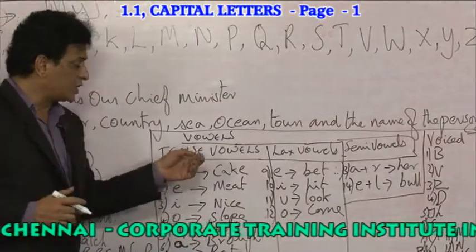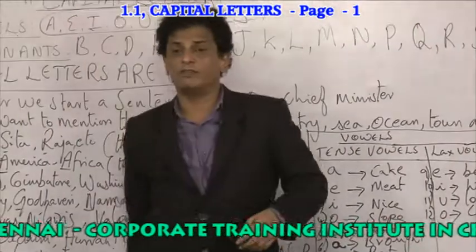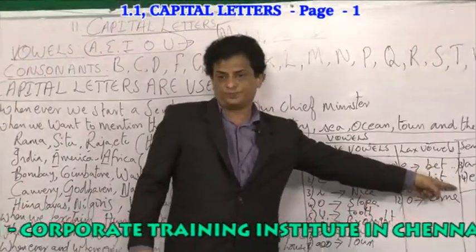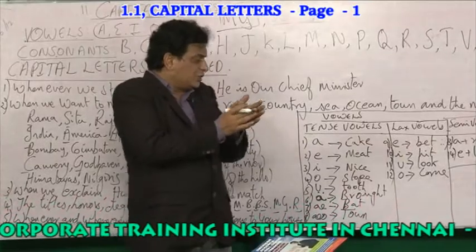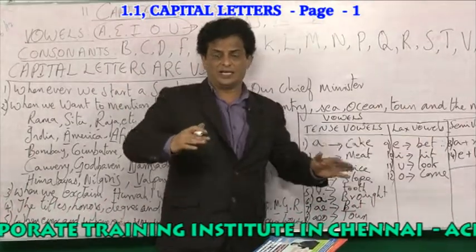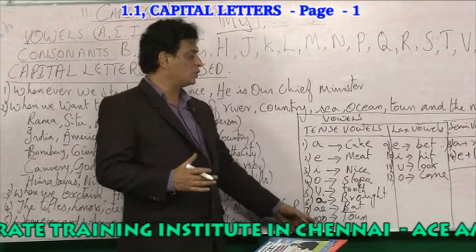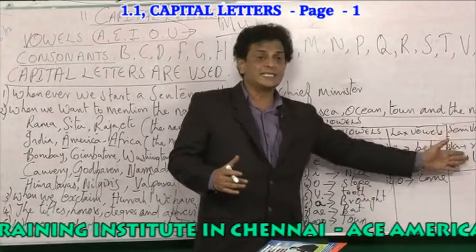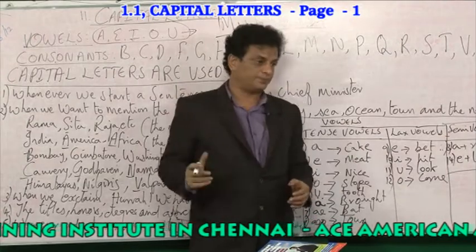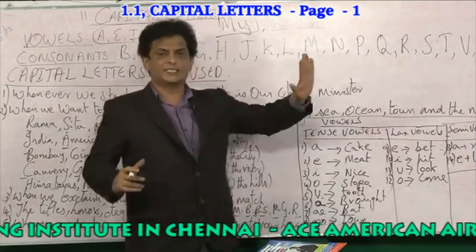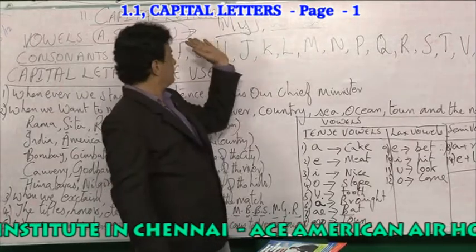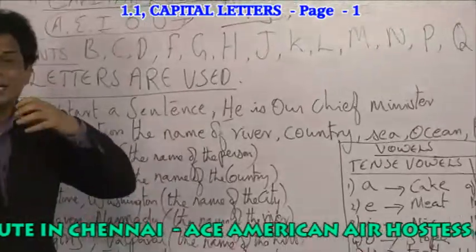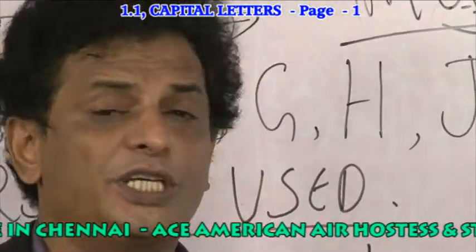So, in English, my dear friends, these 5 vowels, A, E, I, O, U, have 14 sounds. And it is divided into tense, lax, and semi vowels. In tense, you have 8 sounds; in lax you have 4 sounds; and in semi you have 2 sounds. So 14 sound types are there from these 5 vowels. So this is for writing A, E, I, O, U, but in pronouncing it gives 14 sounds.